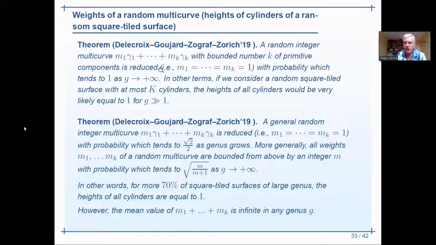And all heights, or equivalently all weights m1, etc., mk of a random multi-curve, would be bounded by an integer m with probability square root of m over m plus 1. However, if you take the mean value of the sum of the weights, it's infinite in any genus. So typically they are not large, but still the mean value is infinite. It happens in probability.